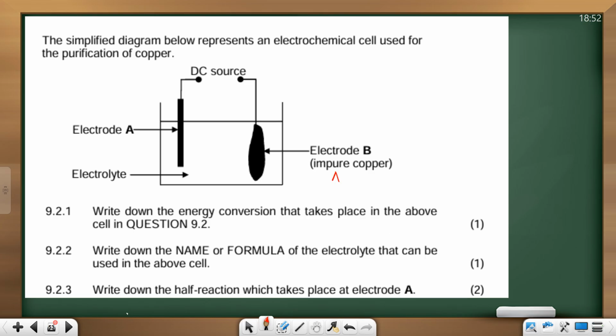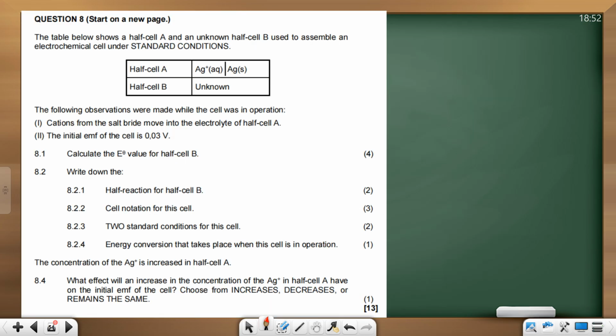The anode. Don't forget, the thin one becomes the cathode. All these are repetition. Write down the name or formula of the electrolyte. You have even been seeing it in questions. Just copy what you have been seeing in questions. Copper what? Chloride.